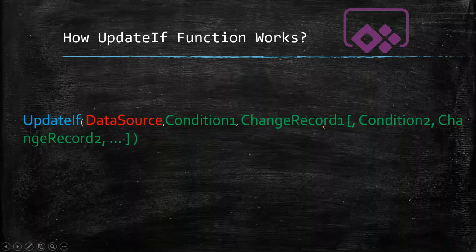A change record of new property values is applied to the data source records that meet the condition, and one is created for each corresponding record. The property values of existing records can be used in the property formula if you provide the record inline using curly braces. So let's understand this in more detail.